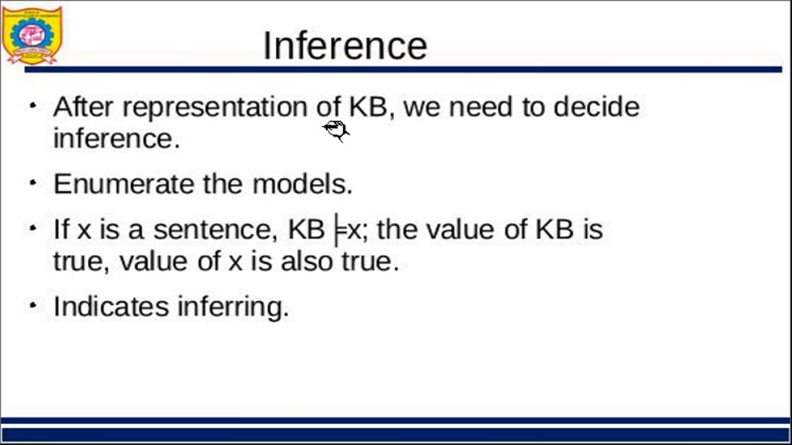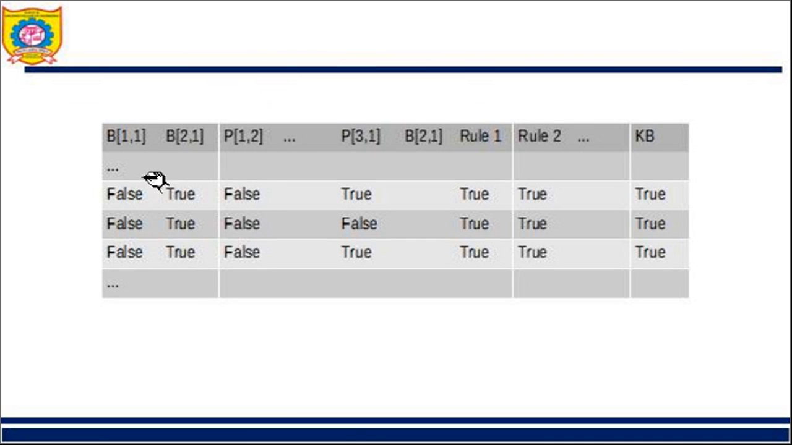It's that simple. So what we've learned about inference is knowledge base infers X or knowledge base entails X when the knowledge base is true and X is also true, then X is inferred. In other words, I can say if X is true in all the worlds where the knowledge base is true, then I say that the knowledge base entails X. We will see this example.